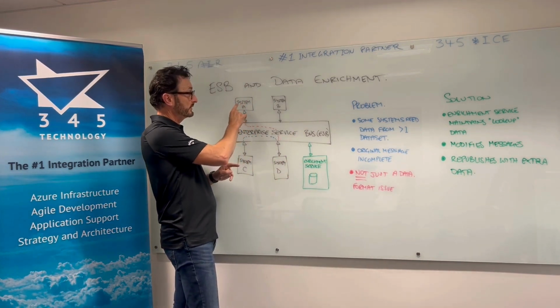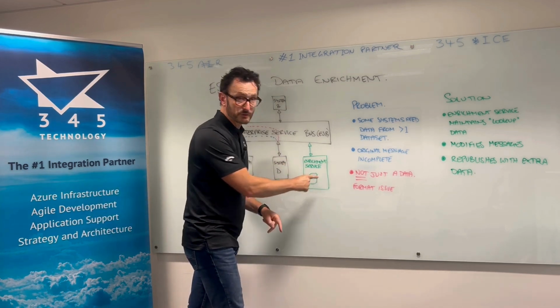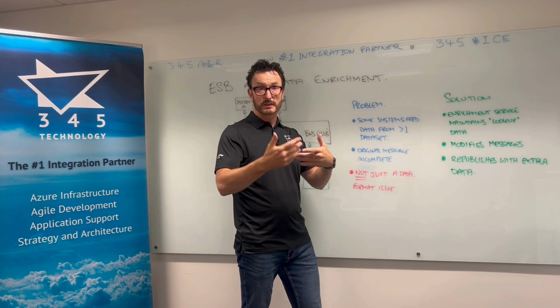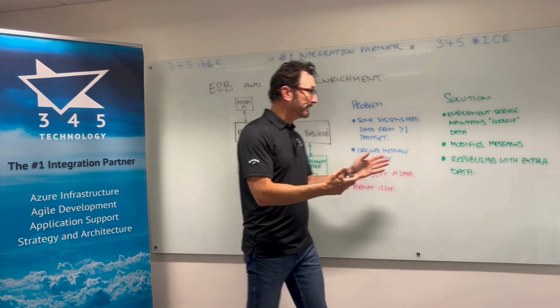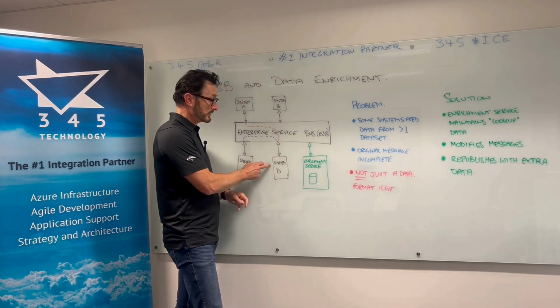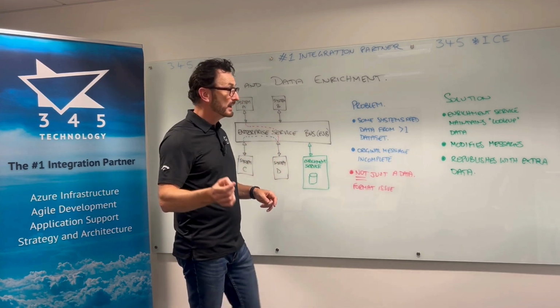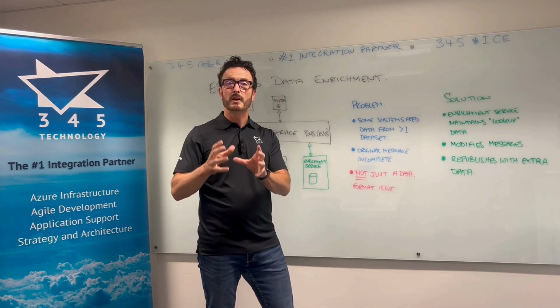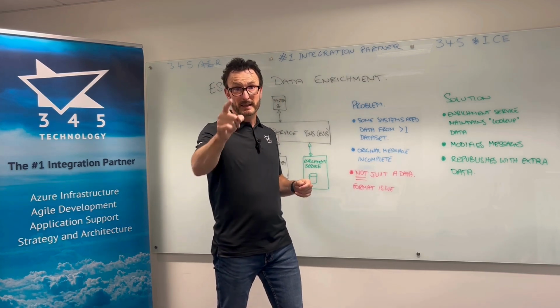So when system A spits out its message, it goes to the enrichment service, that modifies the message, does that translation, does that additional data, and then it can republish that back onto your ESB so that can eventually go into your downstream system that needs it. It's a very clean architectural pattern. It's a simple pattern that keeps everything with its own responsibility, and that is what you want.